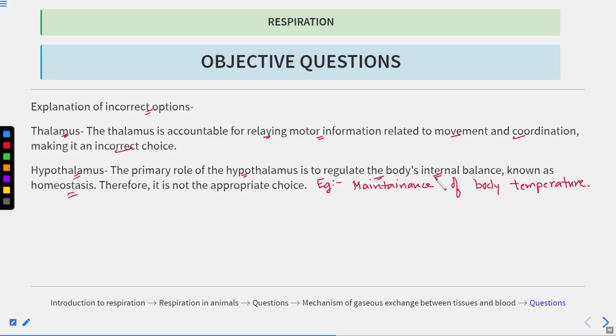Now, if we talk about humans, the normal body temperature is 37 degrees Celsius. This is the normal body temperature. Now, if there are some changes in the internal temperature of the body, then what happens? The hypothalamus will send some signals which will help to maintain this 37 degrees Celsius. So this is the role of the hypothalamus. It helps to maintain homeostasis.